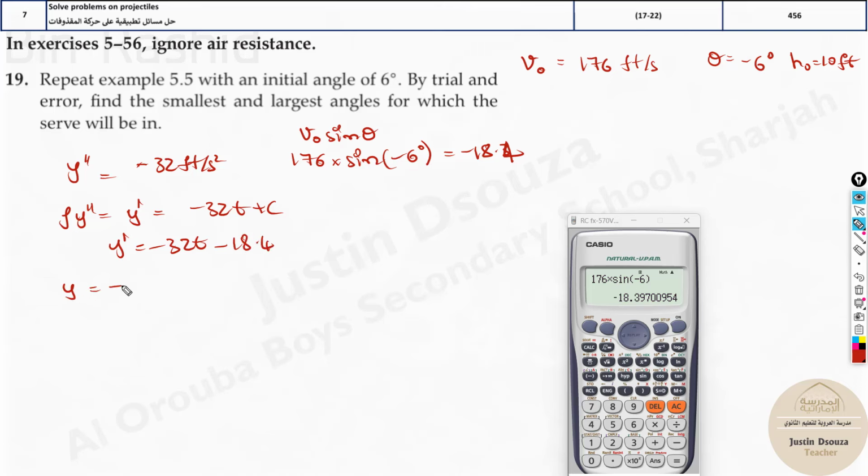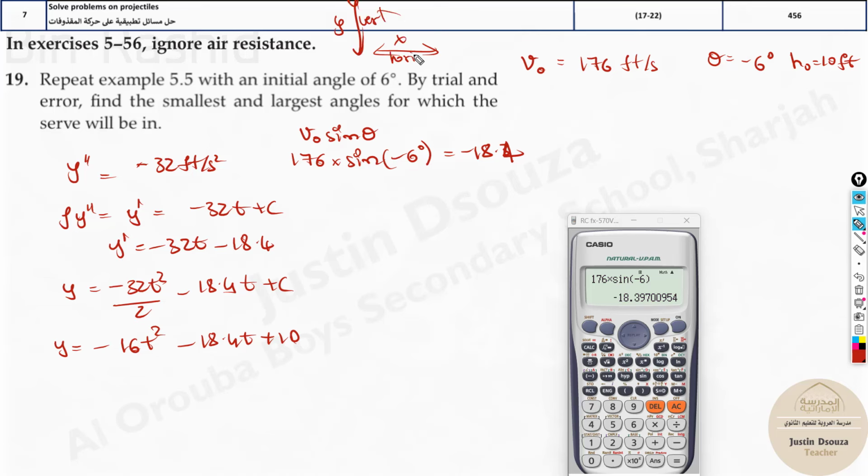Now what is y, the position? Integrate this. It'll be negative 32t squared by 2, minus 18.4 multiplied by t, plus c. What is the initial height? It's 10, so y will be equal to minus 16t squared minus 18.4t plus 10. That's it. That is the vertical part. Y is always vertical. Y is done. Now horizontal is the x.